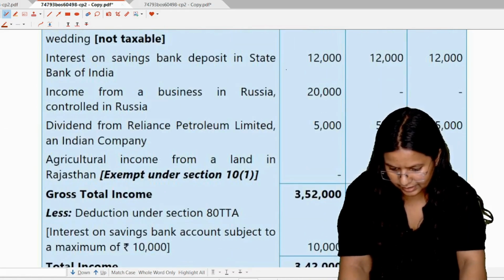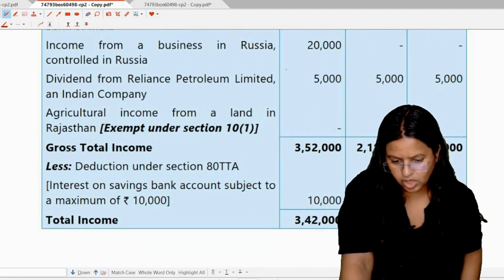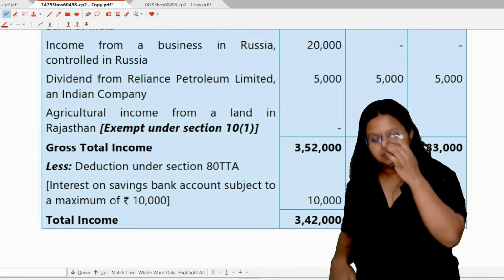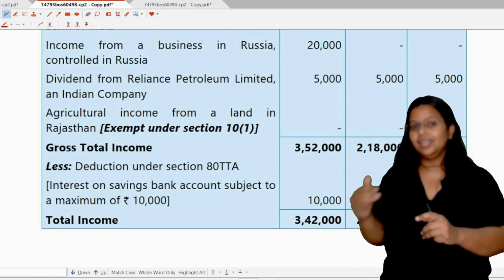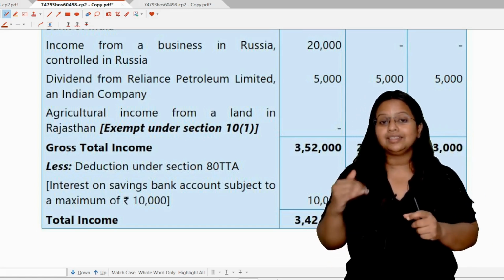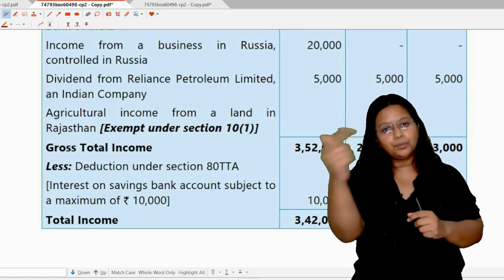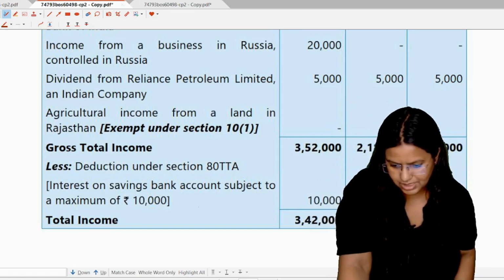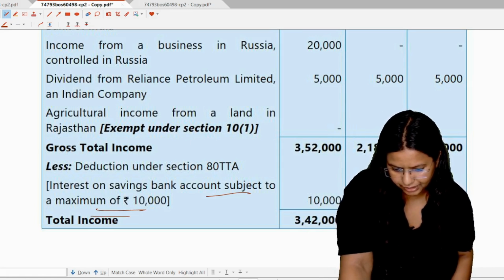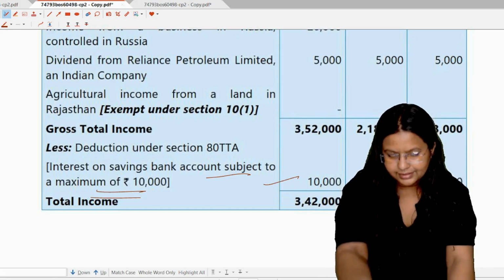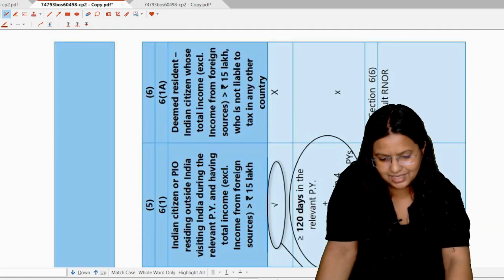Now, this is the GTI, gross total income, but there will be a twist. Student, we have covered Section 80TTA in the chapter on deductions from the GTI, and I told you that interest on saving bank up to 10,000 is exempted for all the persons. So interest on saving bank account subject to a maximum of 10,000, we deduct it. Then it will be the total income, that is, the taxable income.